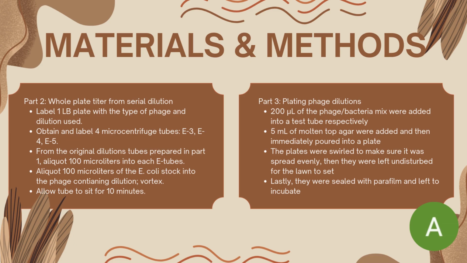Part 3 of this investigation calls for plating the phage dilutions. First, we will obtain 200 microliters of the phage and bacteria mix and add them into a test tube. 5 ml of molten top agar will be added and then immediately poured into the plates. The plates will then be swirled to make sure they are spread out evenly. Then they will be left undisturbed for the lawn to set. Last but not least, these plates will be sealed with parafilm and left to incubate.